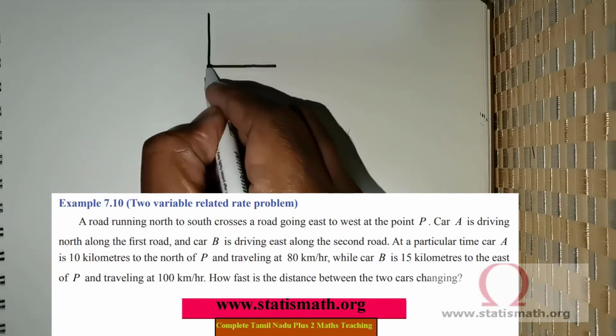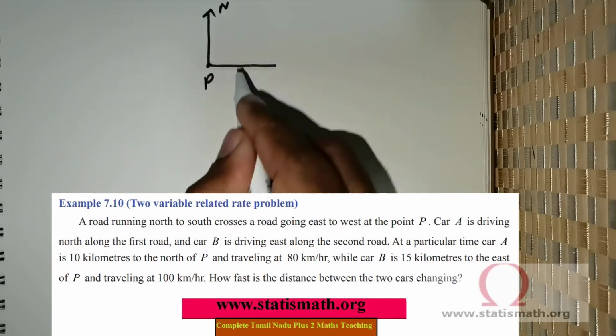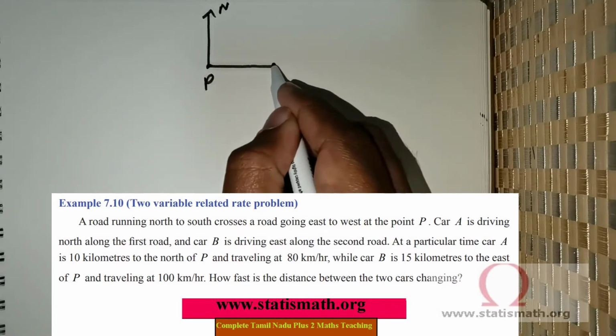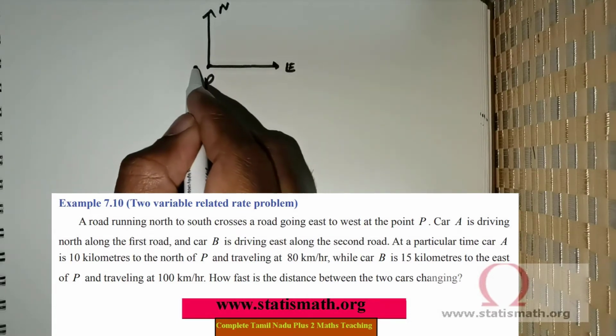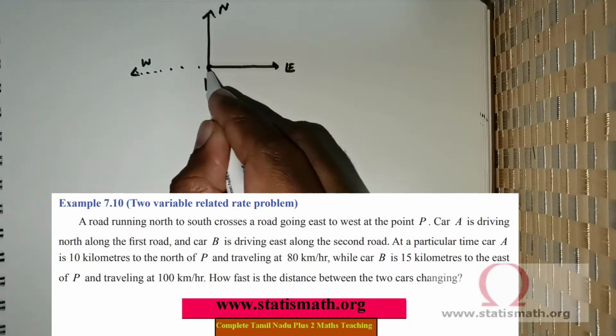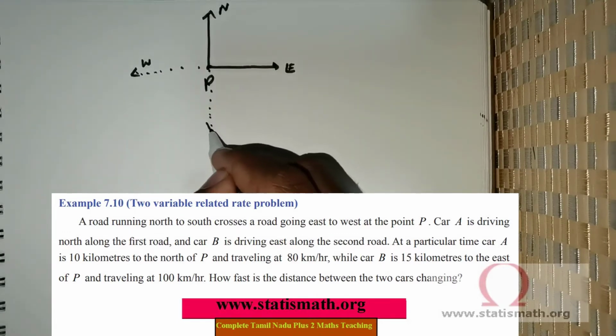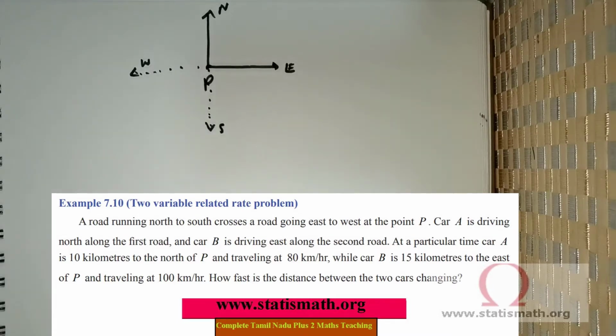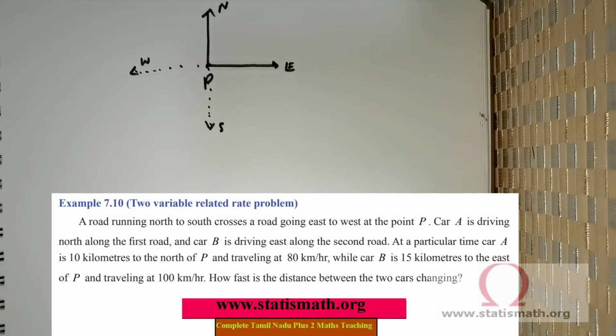So the direction, this is the north, and this would be my east. Of course, this is going to be my west, and this is going to be my south. So a road running from north to south crosses a road running from east to west at a point P. So this is the point P.